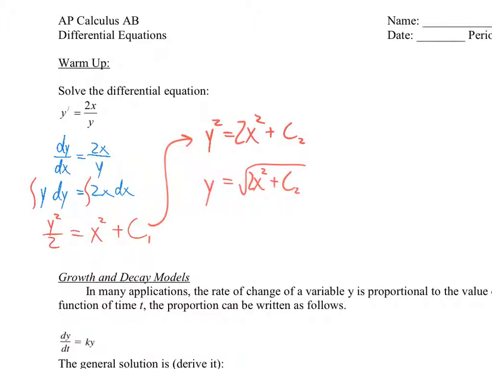Okay? Could you also make that 2c1? You can. Sometimes it just complicates the algebra later on. Because if you're getting an equation for y, what you care about is that final equation, not what the original plus c1 happened to equal. Okay?